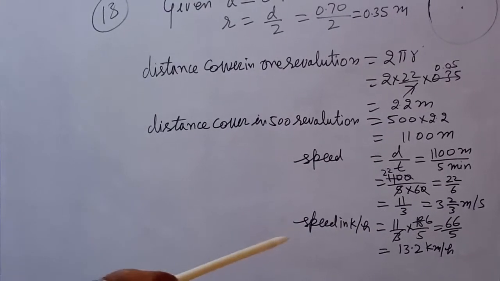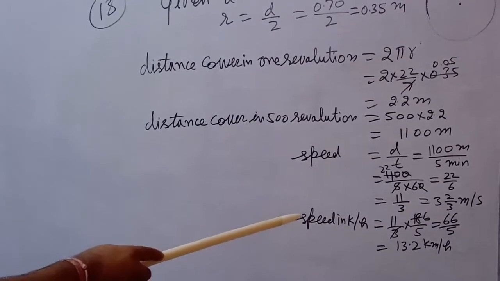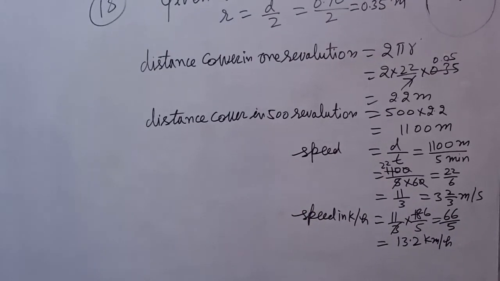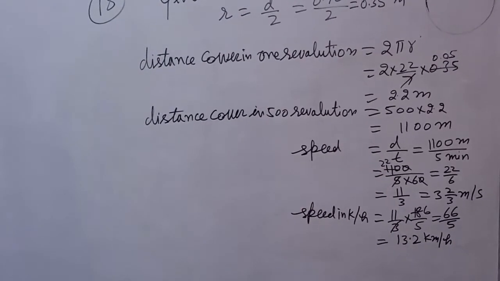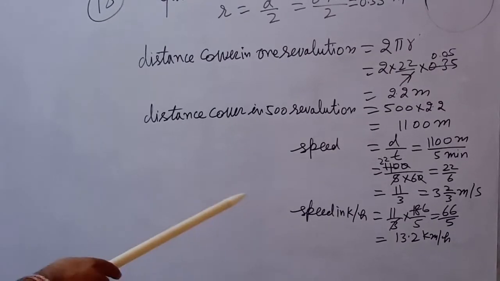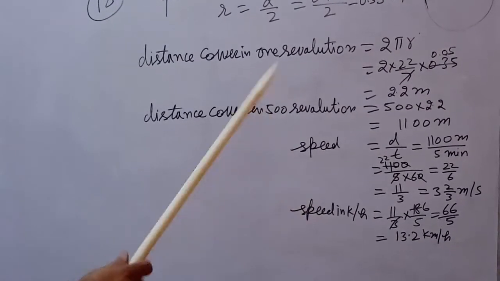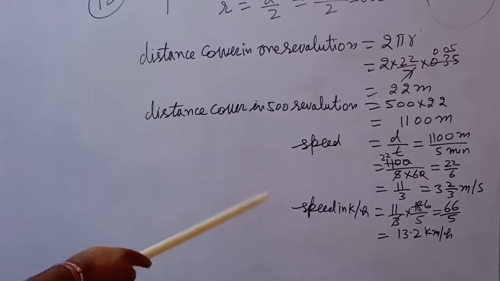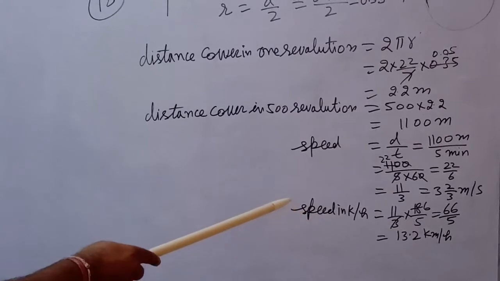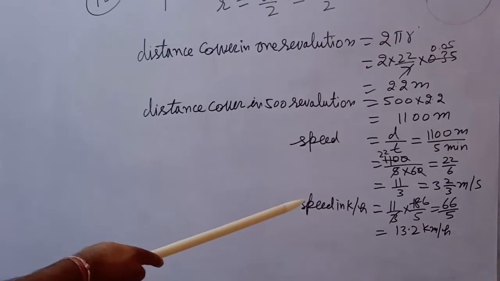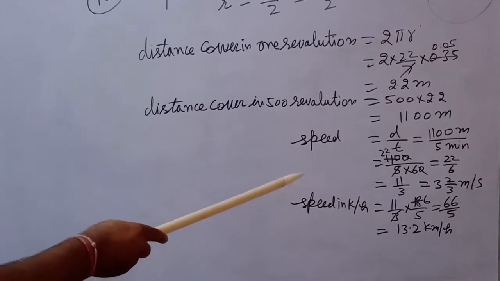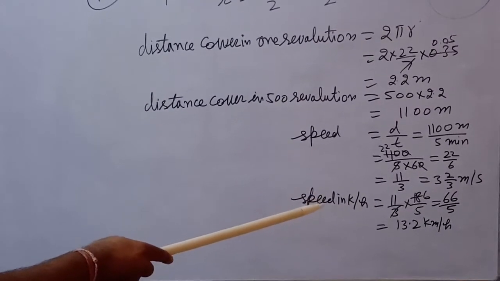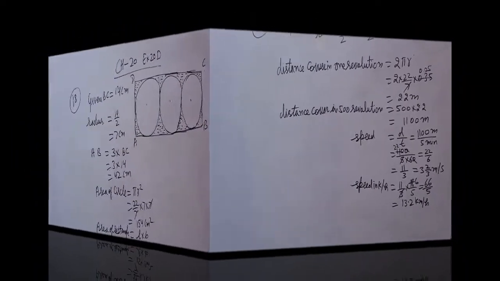Now speed in kilometer per hour will be 11 upon 3 into 18 upon 5. When we multiply the speed in meter per second by 18 upon 5, we will get the speed in kilometer per hour. 18 upon 5 is the fraction multiplication for converting speed from meter per second to kilometer per hour. So write down 11 upon 3 into 18 upon 5, that will divide 3, 6 are 18, 66 upon 5, that is 13.2 kilometer per hour. So in that manner you will do the sum number 13.